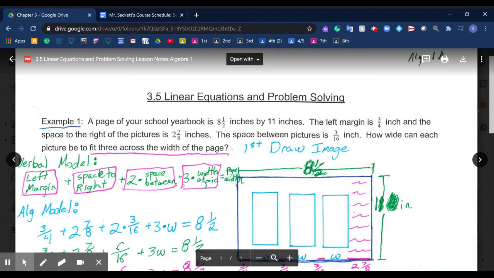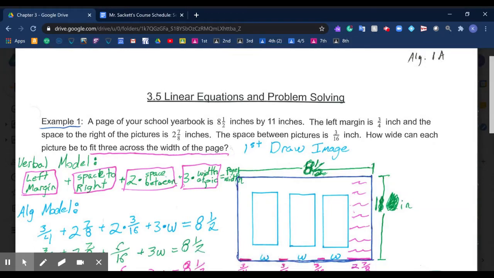Welcome to Lesson 3.5, Linear Equations and Problem Solving. So again, we know linear equations can be represented using a variable and can also be represented if we graph them by a line. So we're going to look at problem solving word scenarios that can be set up with verbal models and then the algebraic model of a linear equation to arrive at our solution.